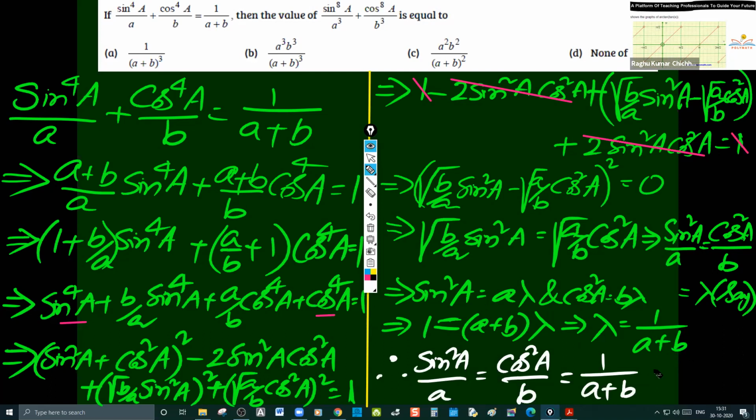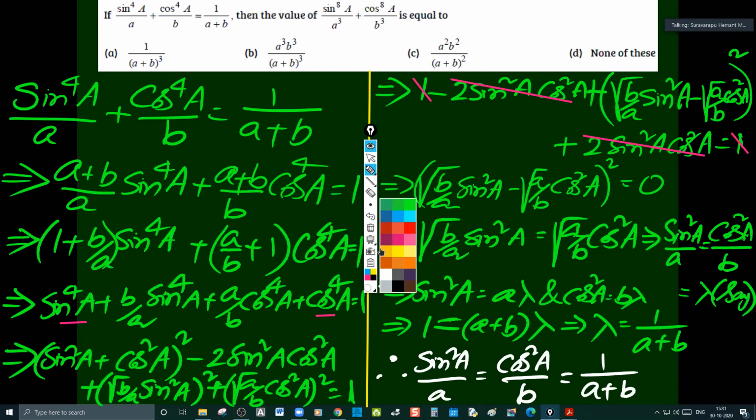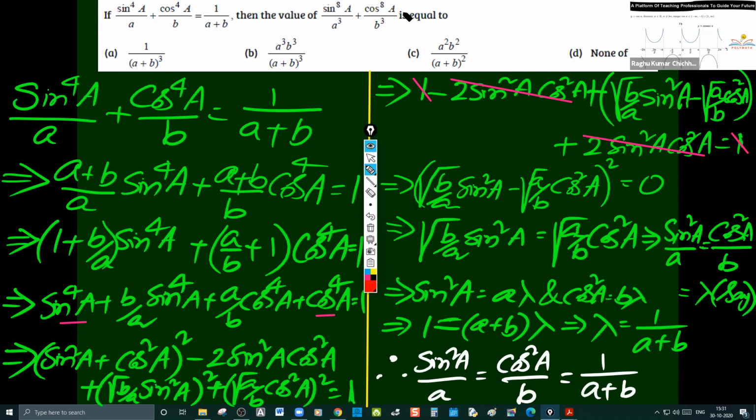So what is sine square A you have got here? A by A plus B. What is cos square A you have got here? B by A plus B. Correct or not? Yes, sir. Now I need this one. I'm writing it here. Come on, tell me. What should be written in place of sine square A? Here, from this one. A by A plus B.